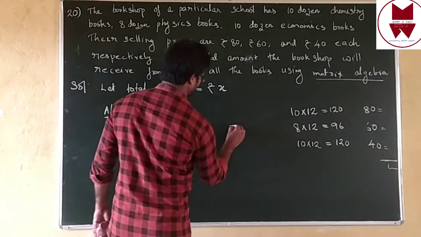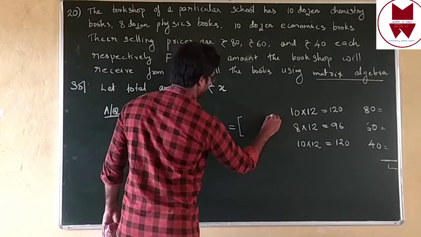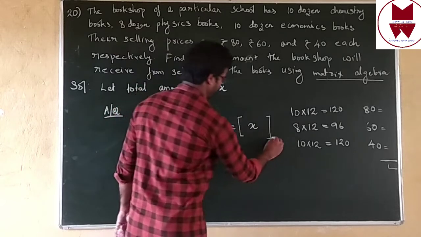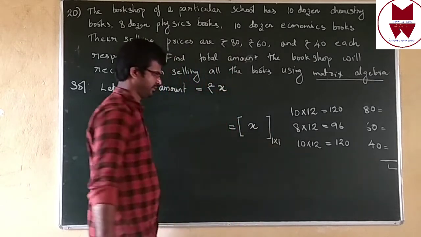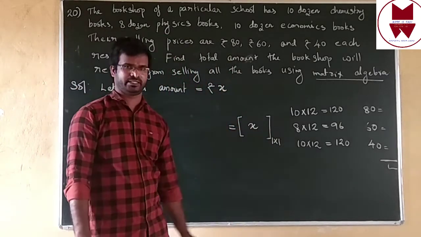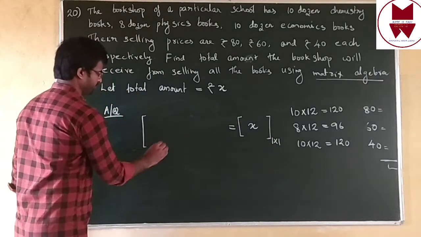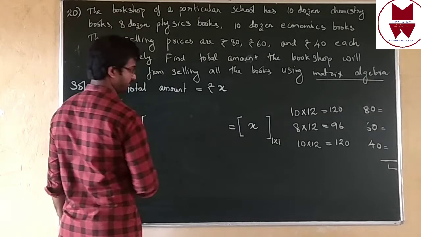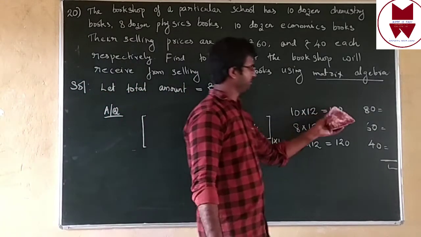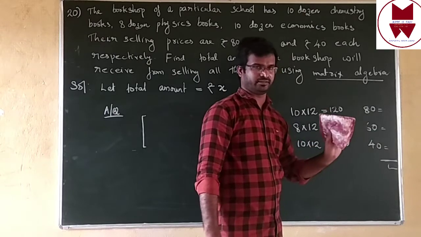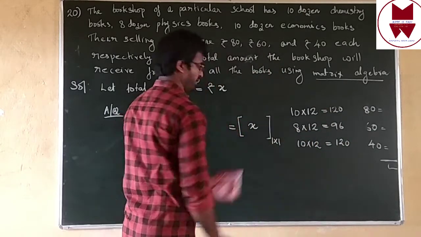Then equal to, we can write here the answer, total amount. Total amount is X rupees. That is a 1 by 1 matrix. Only one number, so we will get a 1 by 1 matrix. Then here, how can we write? Check it. How many values are there? 1, 2, 3. 3 different types of books, 3 prices. We need a 1 by 1 matrix answer.